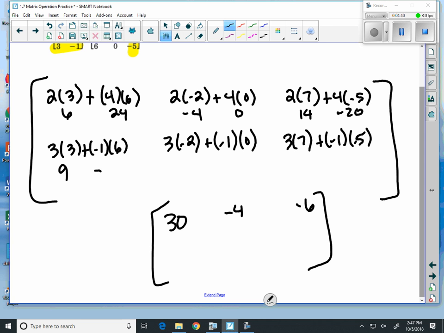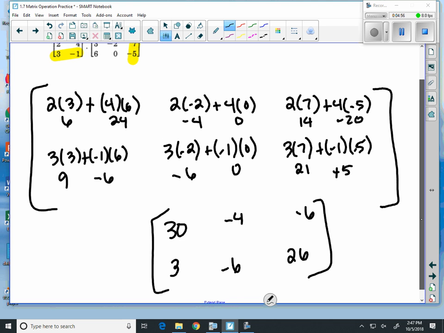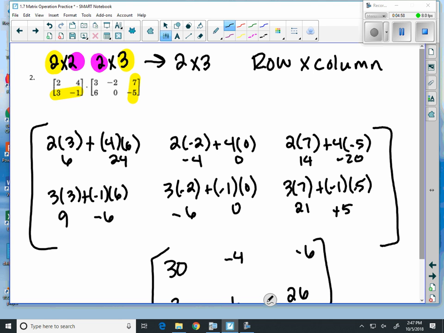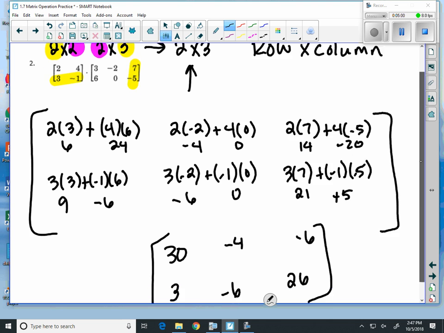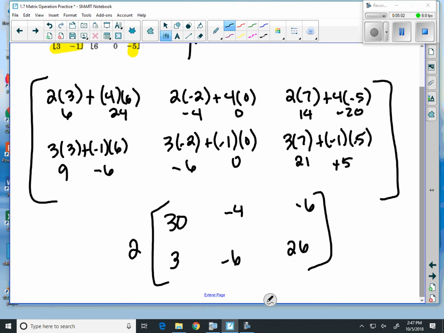9 and a -6, which is 3. -6 and 0, which is -6. 21 and a +5 is 26. So if you look at our resulting matrix, it is in fact a 2 by 3 matrix. We have 2 rows and 3 columns.